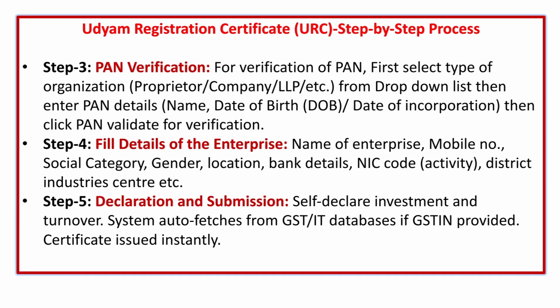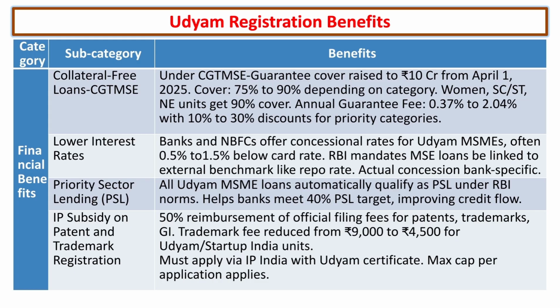Step 4. Fill details of the enterprise. Name of enterprise, mobile number, social category, gender, location, bank details, NIC code, that is activity, district industry center, and so on. Step 5. Declaration and submission. Self-declare investment and turnover. System auto-fetches from GST and income tax databases if GSTIN is provided. Certificate issued instantly.